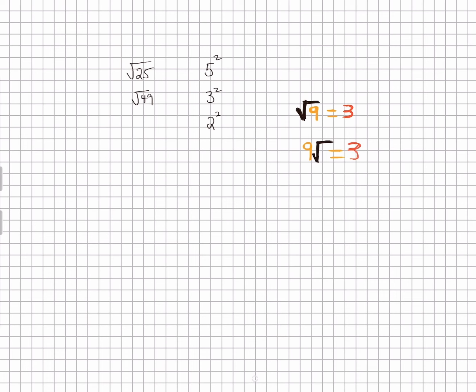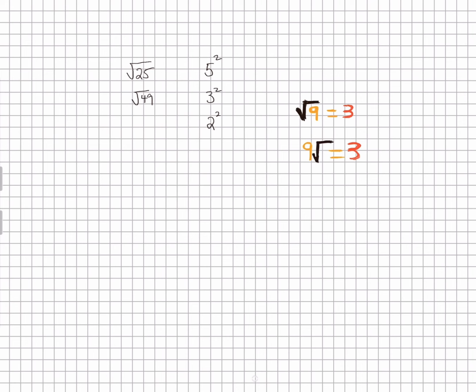So it's really important to figure out which way your calculator works, okay? So maybe pause the video now and see, do you press the square root button before the number or after the number? So you're trying to find the square root of 9, and your answer should be 3. So pause the video now and have a go at that.